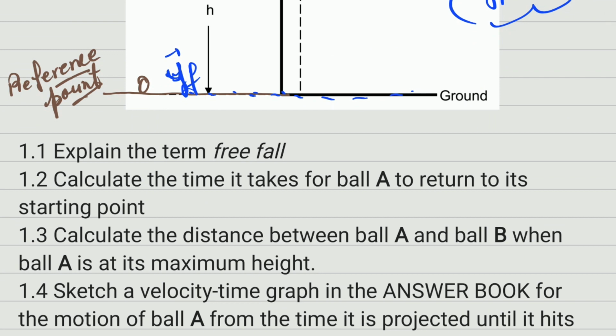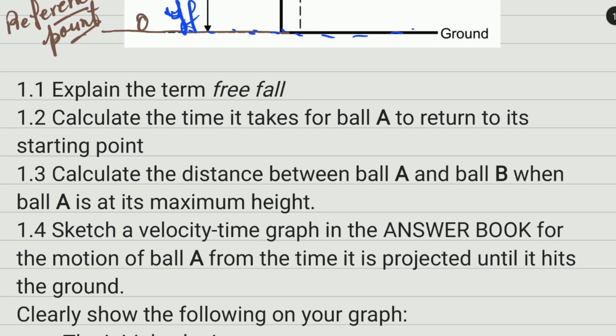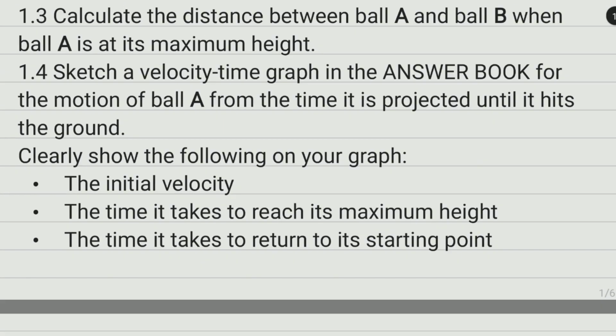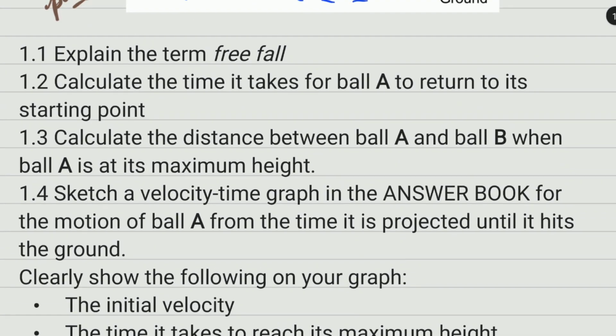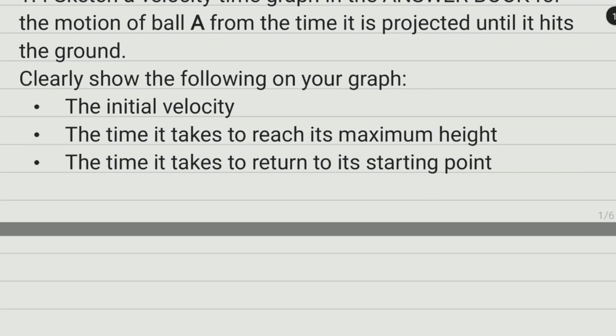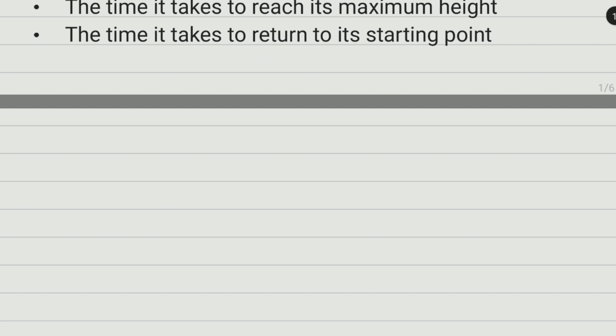All right, question 1.1, explain the term free fall. 1.2, calculate the time it takes for ball A to return to its starting point. 1.3, calculate the distance between ball A and ball B when ball A is at its maximum height. 1.4, sketch a velocity time graph in the answer book for the motion of ball A from the time it is projected until it hits the ground. Clearly show the following, and then they give you 4 bullets to show them. So let's start answering the question here.